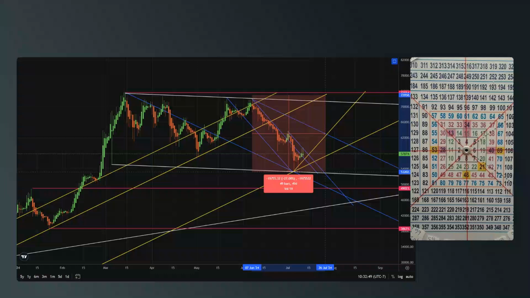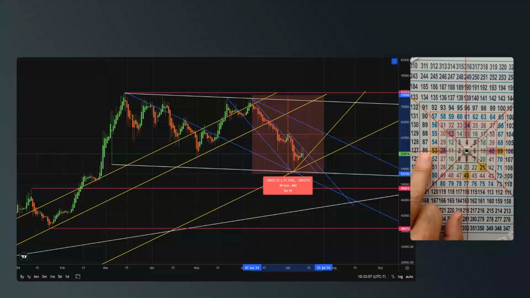But again, this 49 and this 45 area, if this doesn't hold, this 53, if this doesn't hold, then it's 49 and 46 right down here. That's just what it's going to be. So that's our 48 and 49 day counts using our tops here.